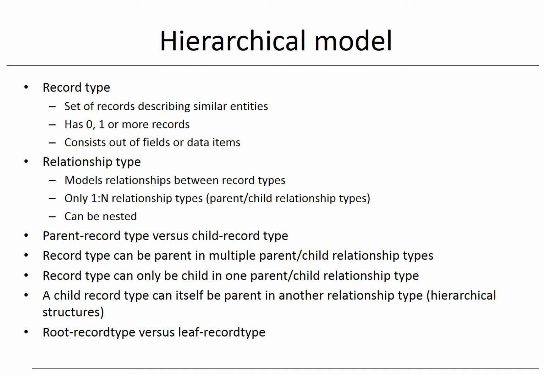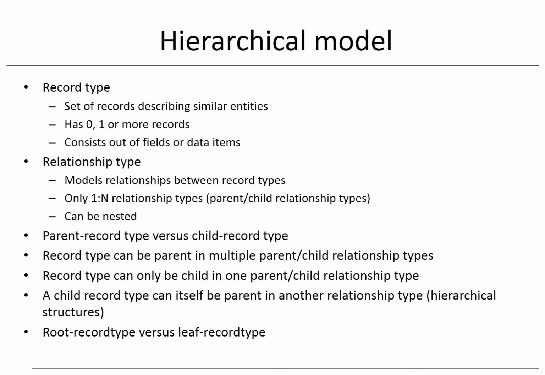The two key building blocks of the hierarchical model are record types and relationship types. A record type is a set of records describing similar entities. Think about a product record type or a supplier record type. A record type has 0, 1, or more records. It consists out of data fields or data items. A product record type has a field product number, a field product name, a field product color, etc.